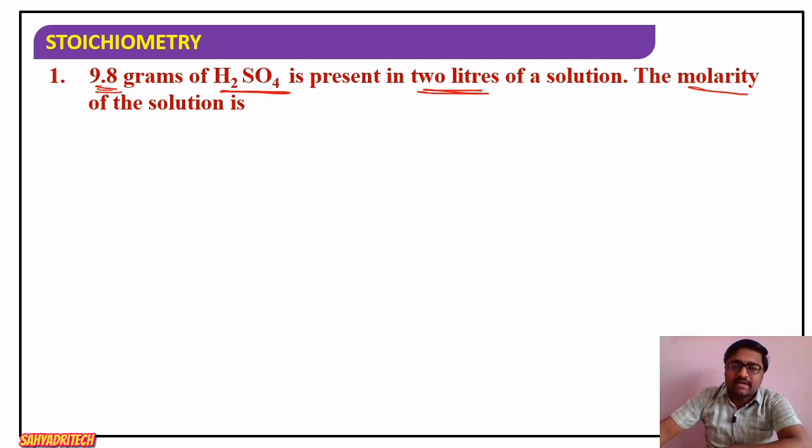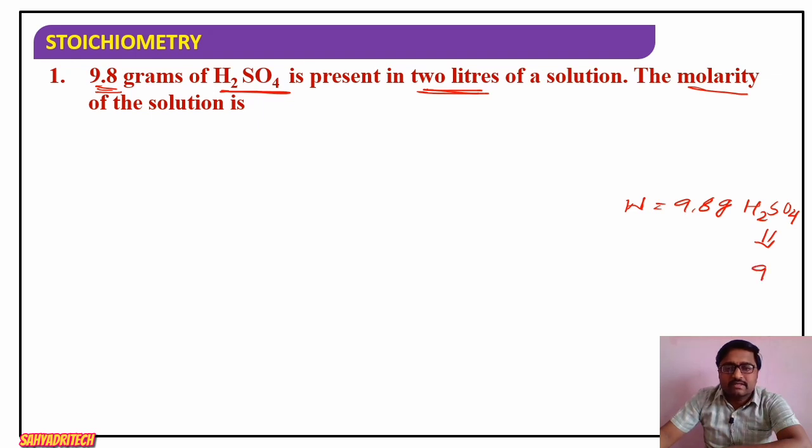So weight is given, right? Weight is 9.8 gram. What is the compound? H2SO4, sulfuric acid. For sulfuric acid, what is the molecular weight? It is 98 gram per mole. And V in liters, the volume of the solution, is given.